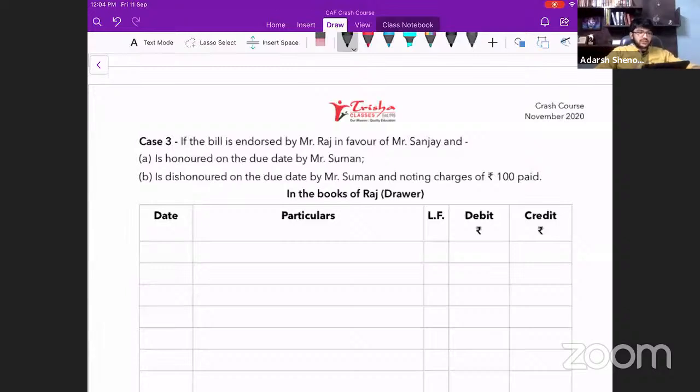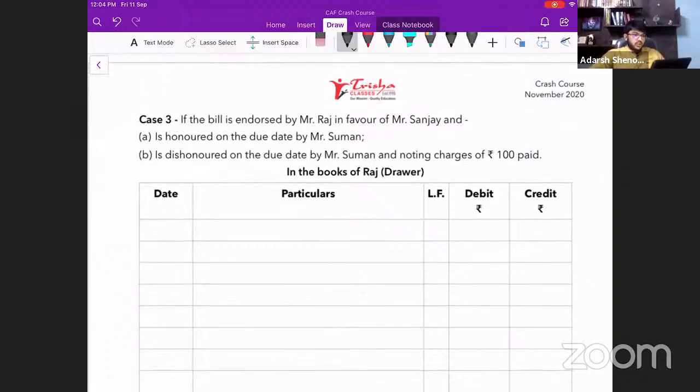If the bill is endorsed by Mr. Raj in favor of Mr. Sanjay. Okay. I have a question. Look at this. Why would Raj be giving an asset to Mr. Sanjay? Who could Sanjay be? Can you tell me who Sanjay could be?